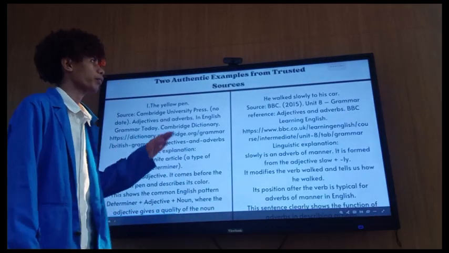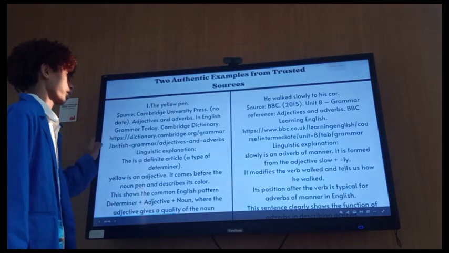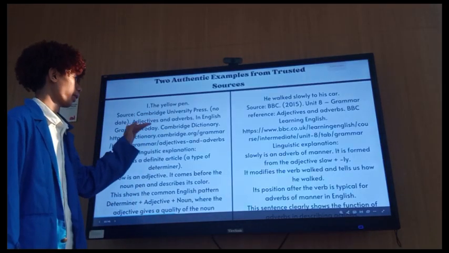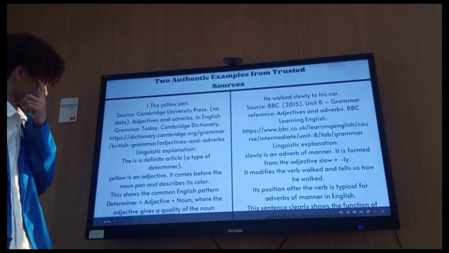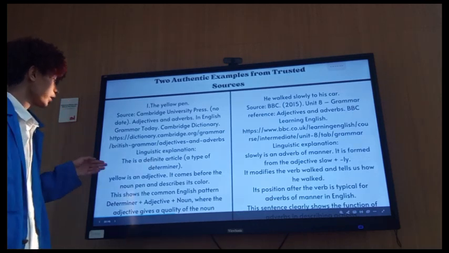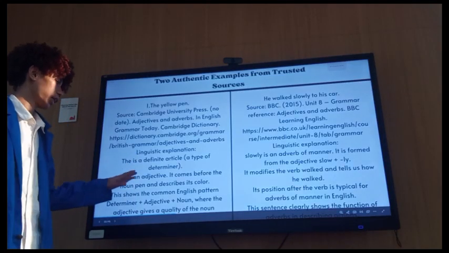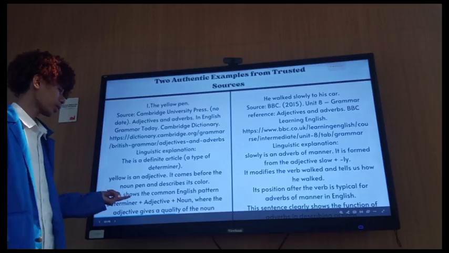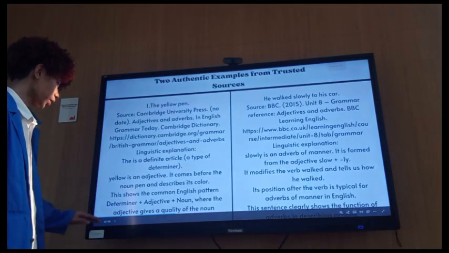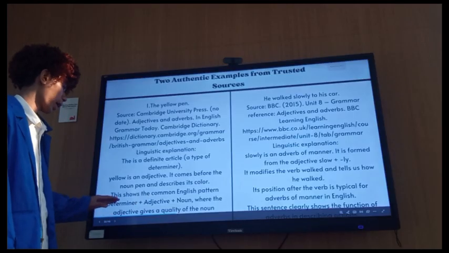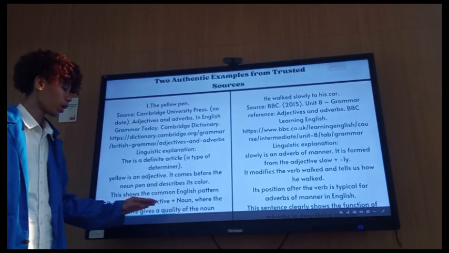Two authentic examples from the course. 1. The yellow pen, Cambridge University Press. "The" is a definite article, a type of determiner. Yellow is an adjective, common before the noun pen, and it describes its color. This is the common English pattern: determiner plus adjective plus noun, where the adjective gives a quality of the noun.